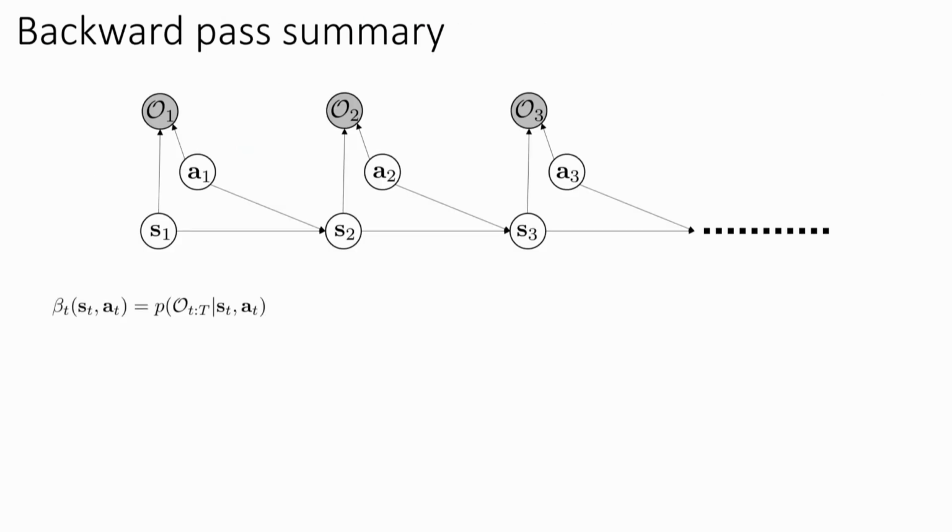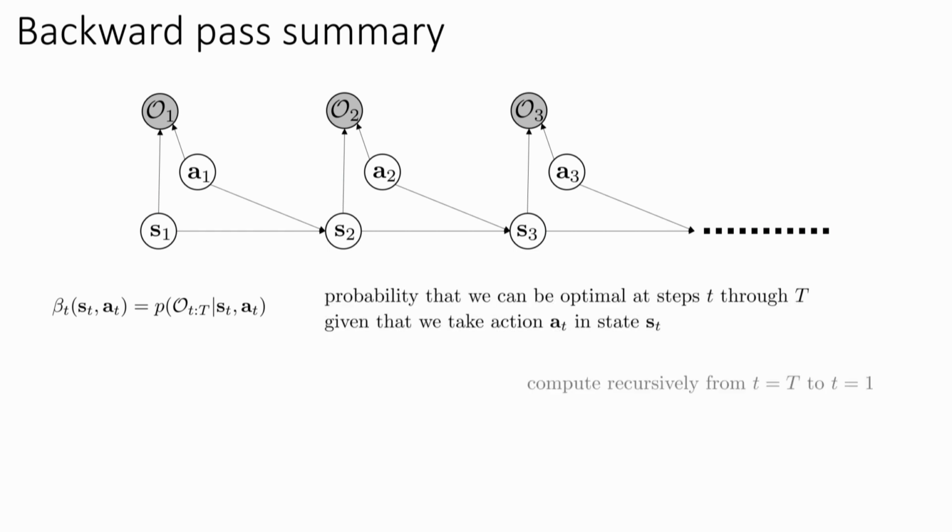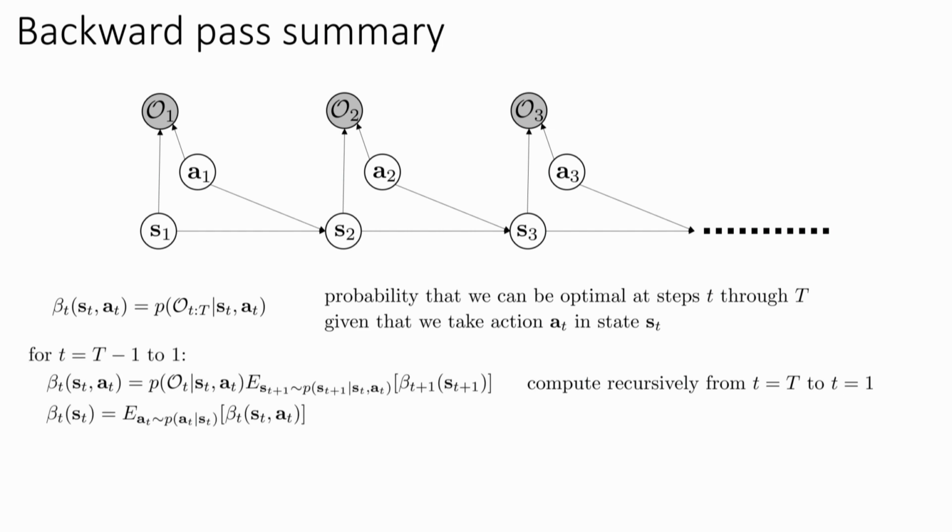So the summary of the backward pass is that you have these backward messages, beta, that are functions of states and actions. They tell you the probability of optimality from now until the end, given your state and action. And you can compute them recursively from the end to the beginning via the procedure that I had before. And the log of these backward messages is sort of Q function-like. It looks a bit like a Q function, and if you squint a little bit and pretend that all your Q values are big and your dynamics are deterministic, you get something that looks a lot like value iteration.